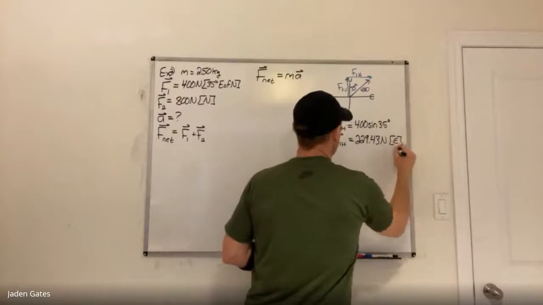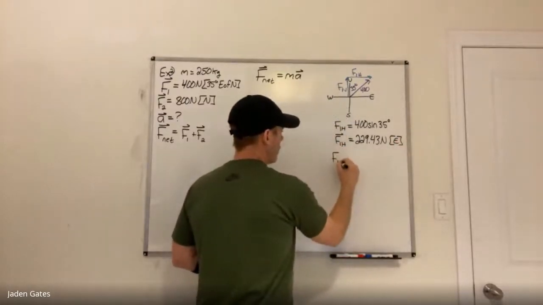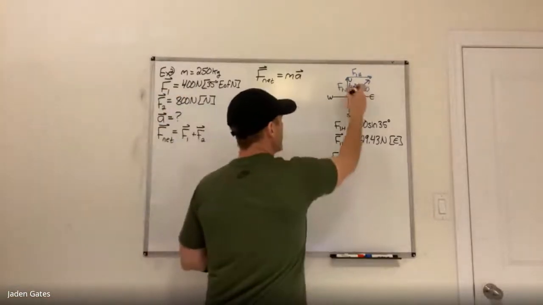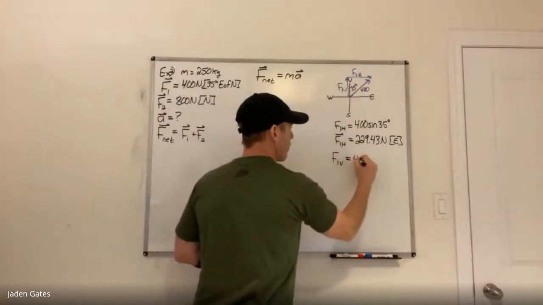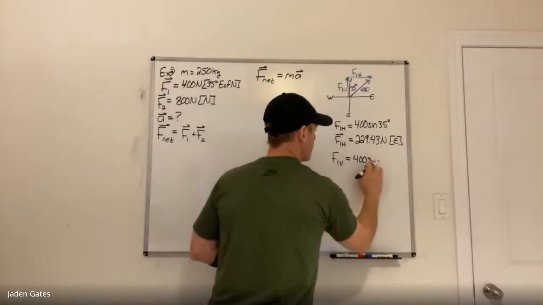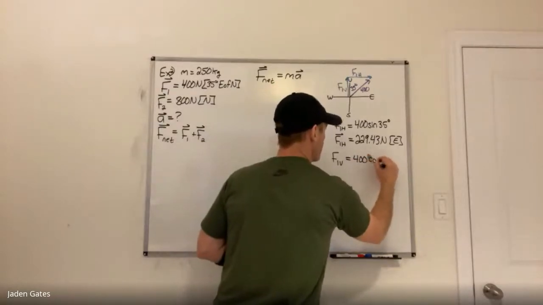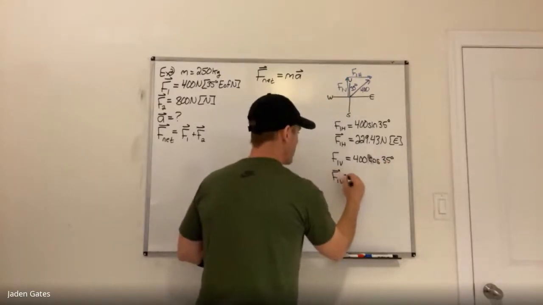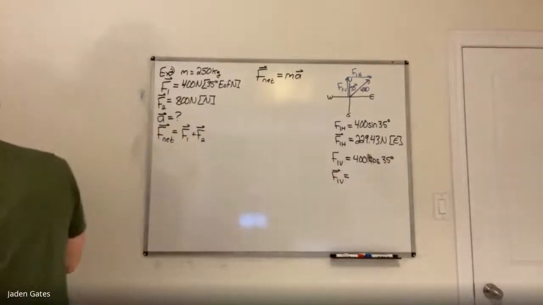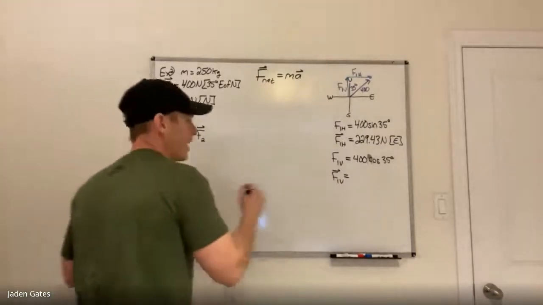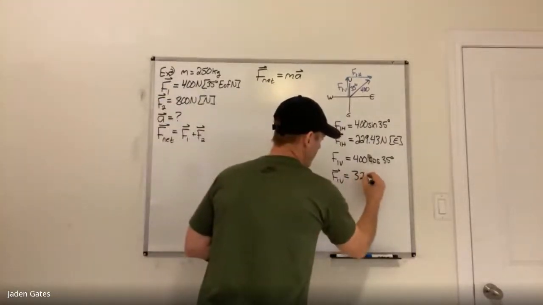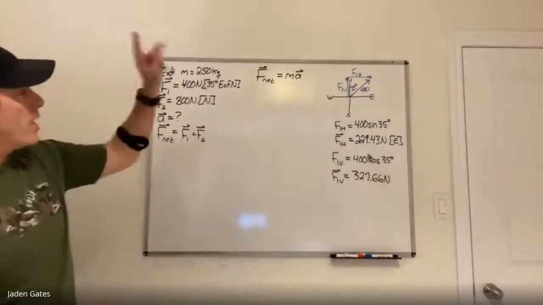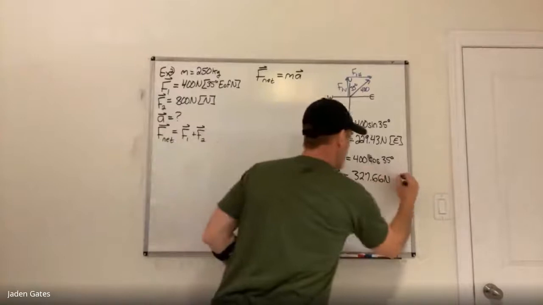All right, my vertical component of that first force is the adjacent, so it is going to be 400 times cos 35 degrees. And my F1V is going to be 400 times cos 35. I get 327.66 newtons. Again, looking at my diagram, it is headed to the north because it's headed up. So put an N there.